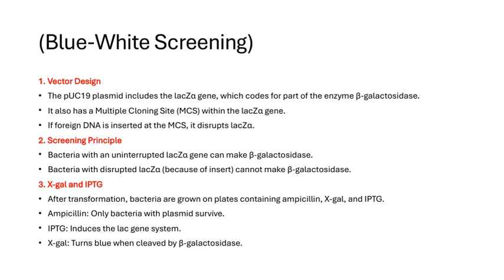Finally, we use specific agents like X-gal and IPTG after transformation. The bacteria are grown on plates containing ampicillin, X-gal, and IPTG. Ampicillin ensures only bacteria with the plasmid survive, acting as a selection step. IPTG induces the lac gene system, turning it on. X-gal is a substrate that turns blue when cleaved by beta-galactosidase. So bacteria with functional lacZ alpha appear blue, indicating no insert disruption, while those with disrupted lacZ alpha remain white, signaling successful insertion. This color change makes screening straightforward and visually intuitive.